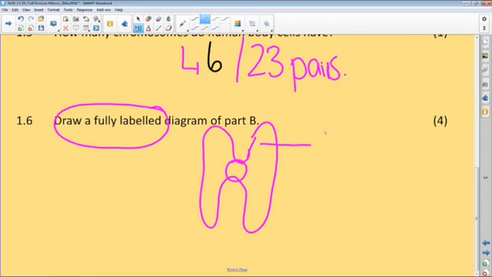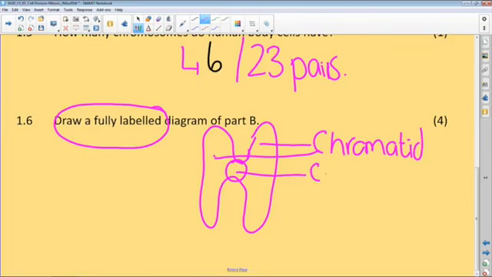This is a chromatid, and its exact copy is on the other side. Remember, what was a chromatid? An exact copy of each other. The next is what holds it together? It was my elastic band, my centromere. And what is this whole thing there? That is my chromosome.